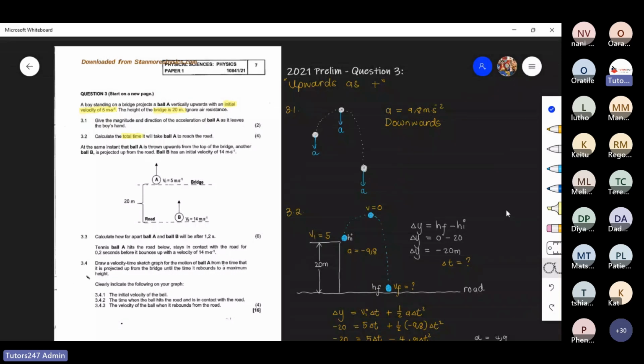Always remember that. And because they've used the word magnitude, if you take upwards as positive, don't write negative 9.8. If you take downwards as positive, don't write positive 9.8. Take magnitude, ignore signs, only put the magnitude, no sign, put a neutral value. If they say magnitude only, leave out the direction. If they've stated magnitude and direction, put magnitude, then put direction.